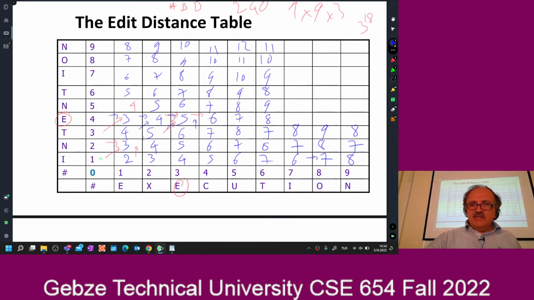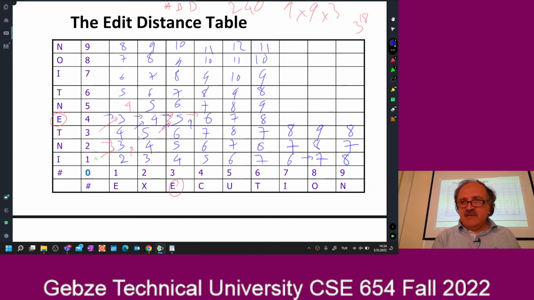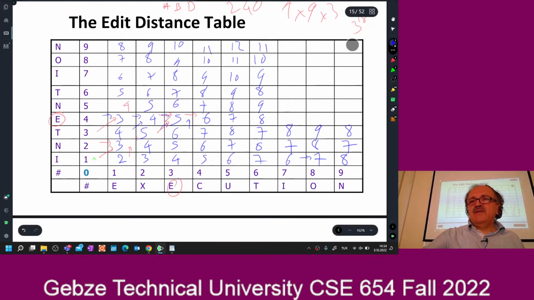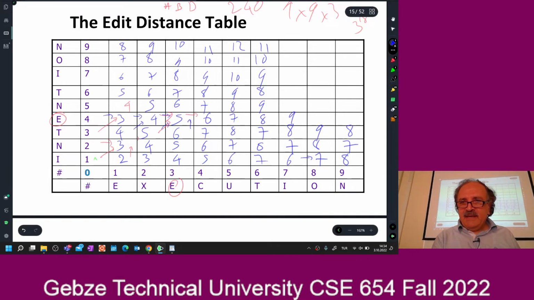Okay. So that's the cost of the distance between int and execution. And let's fill this in quickly. To get to this top right corner, I need to fill all the boxes. There is nothing interesting happening with this E, so this is going to be 9 and I think we can cut off here. Why?